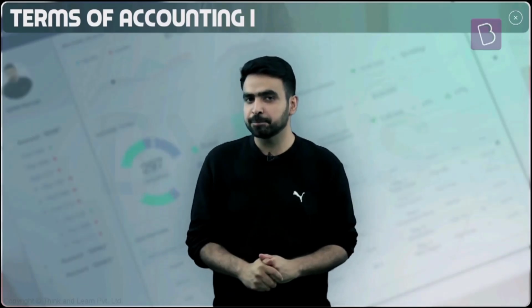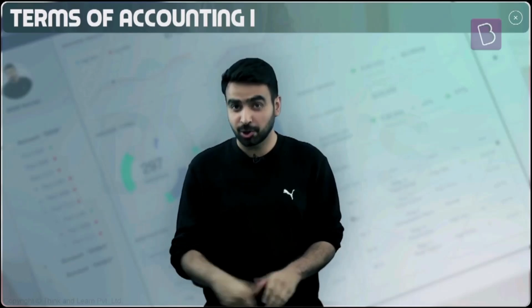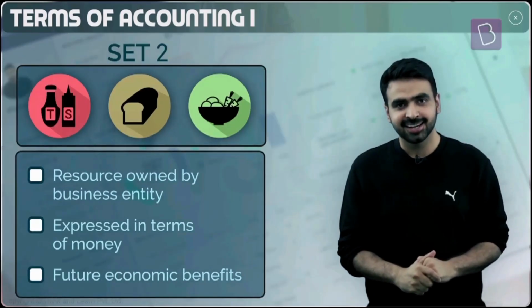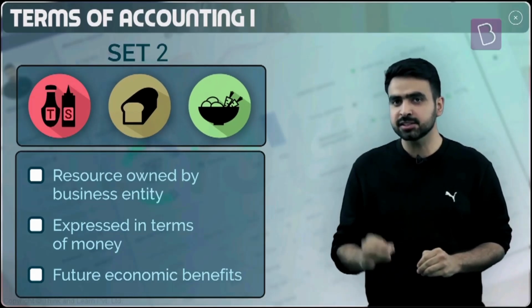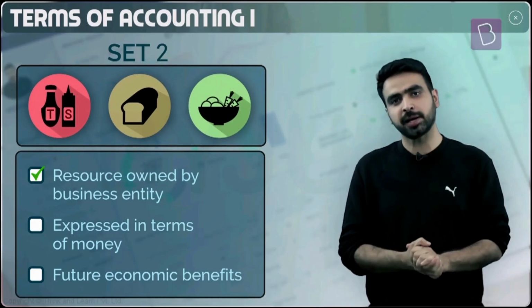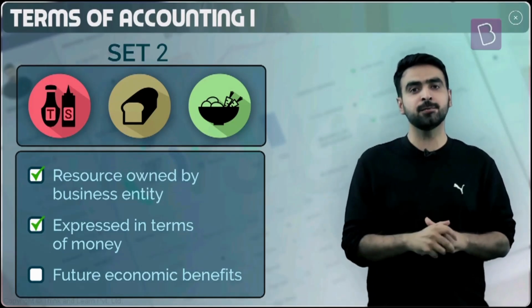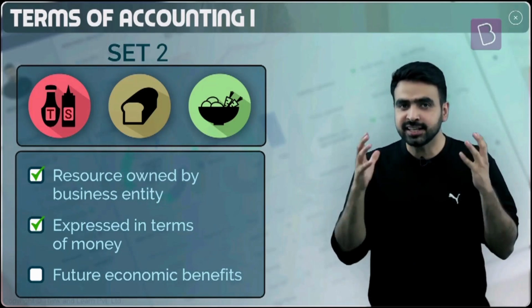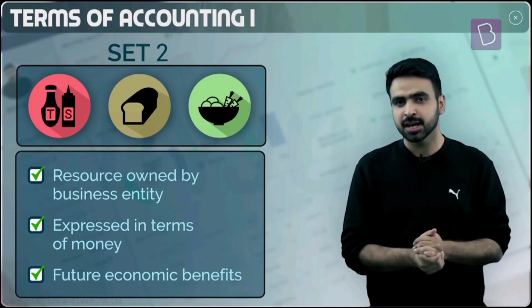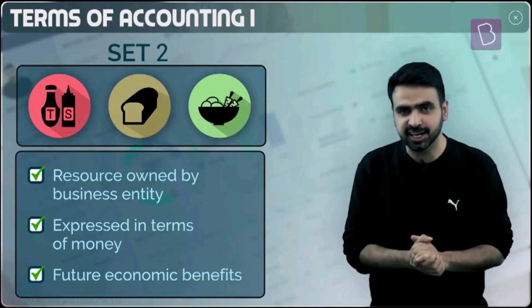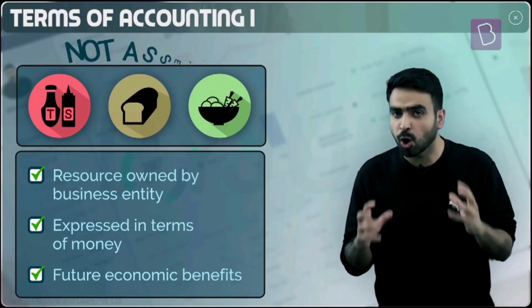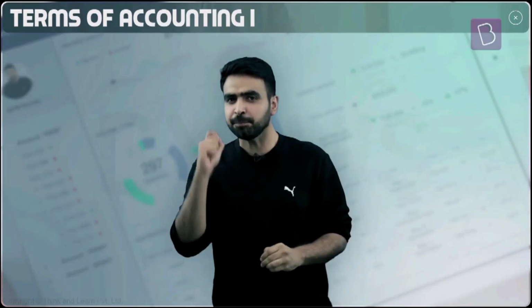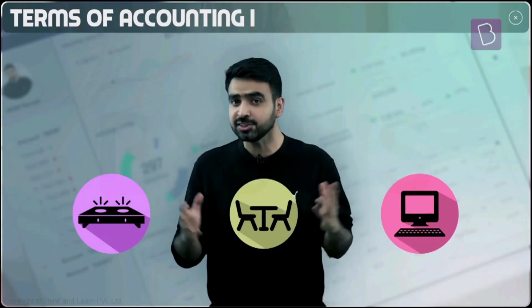We discussed set 1. But what about set 2? Now let's evaluate the products of set 2. If you see, breads, vegetables, sauces and toppings are resources owned by Yummy Bites. They can be expressed in terms of money. And moreover, since they'll be used in making sandwiches in the future, they definitely provide future economic benefits. So you see, all the checkboxes are getting ticked. But why are the products of set 2 not assets? There is something peculiar about them, which is not the case with stove or computer or furniture. Well, what is the peculiar thing?